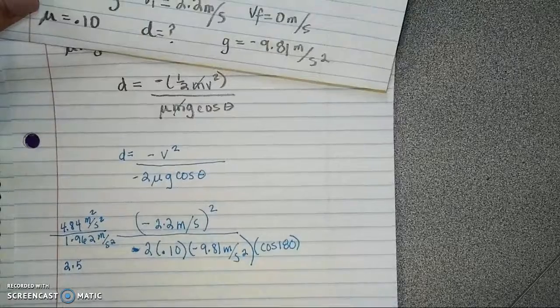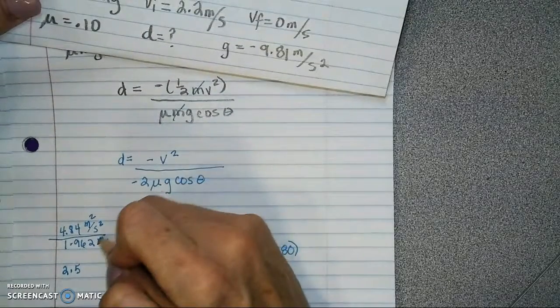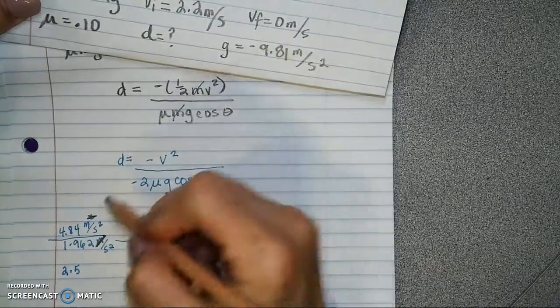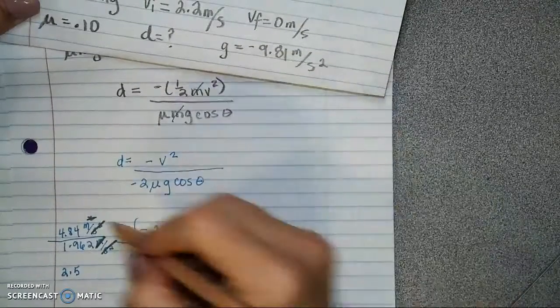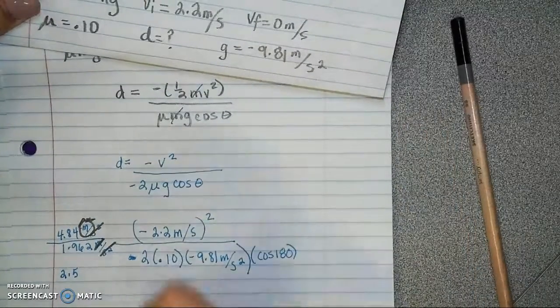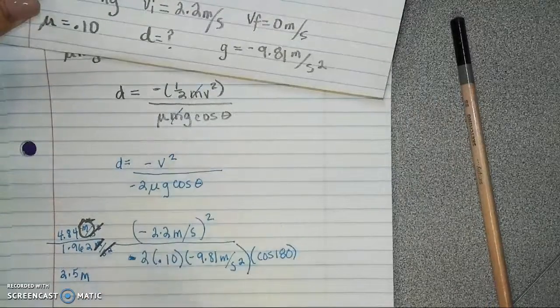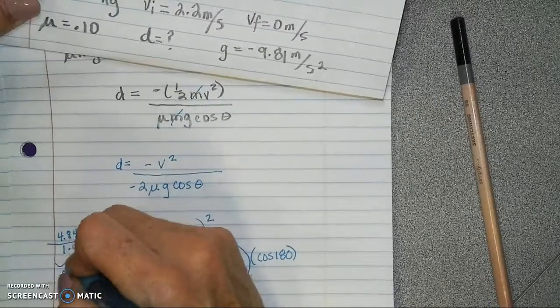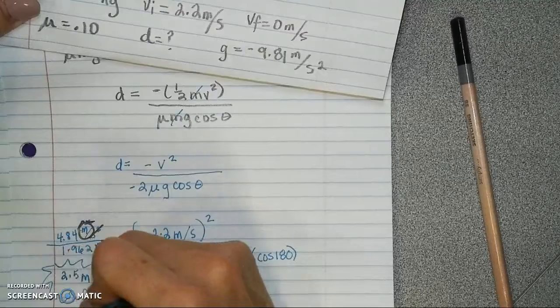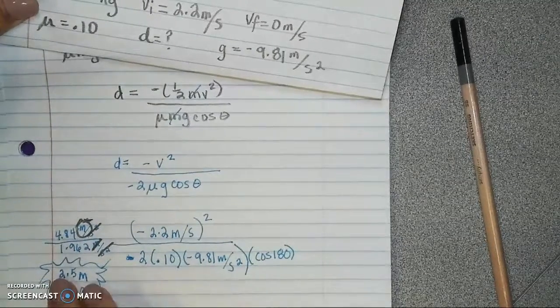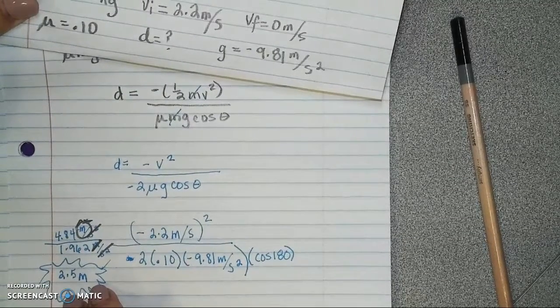The meter squared, one of the meters will cancel. Second squareds cancel, so we end up with just meters as our final units, and that's the correct units that we would need for this one. So this shows us the distance the sled would travel would be 2.5 meters.